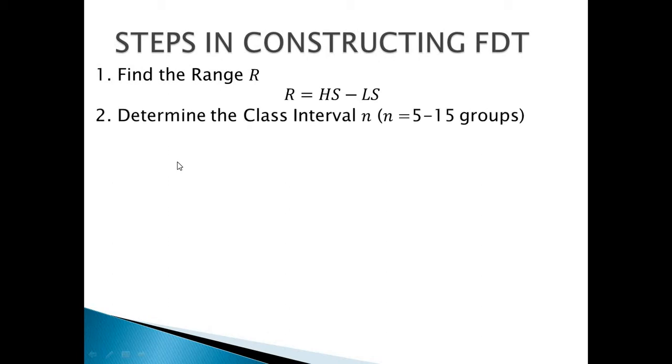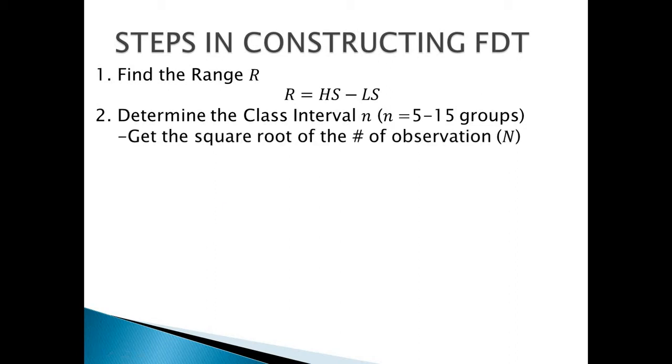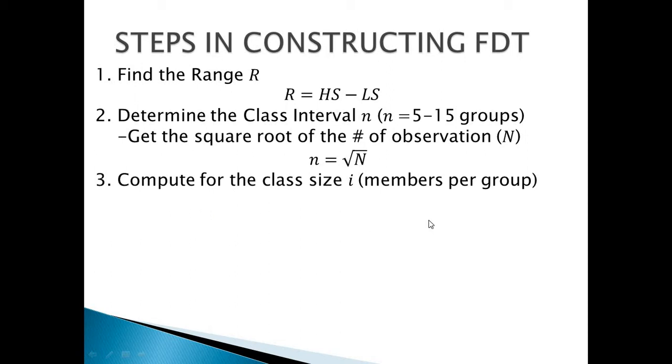The second step is to determine the class interval. Normally, most of the books would just suggest that you choose from 5 to 15 groups. But in our ideal steps in constructing an FDT, we have here a formula where n is your class interval and big N is the number of observations or your number of raw data. Step 3 is to compute for the class size. We call this the members per group or members per class interval. The formula used is the range divided by the class interval.